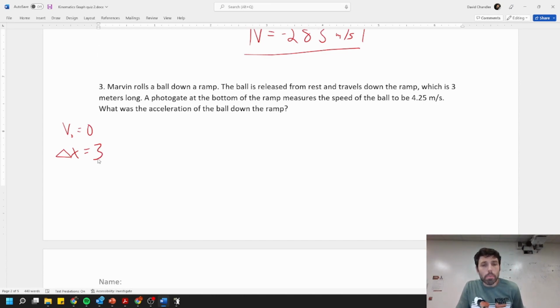A photo gate at the bottom of the ramp measures the speed of the ball to be 4.25 meters a second. All right, so my final velocity is 4.25. That's the speed at the bottom of the ramp. What was the acceleration of the ball down the ramp? I'm trying to find acceleration.